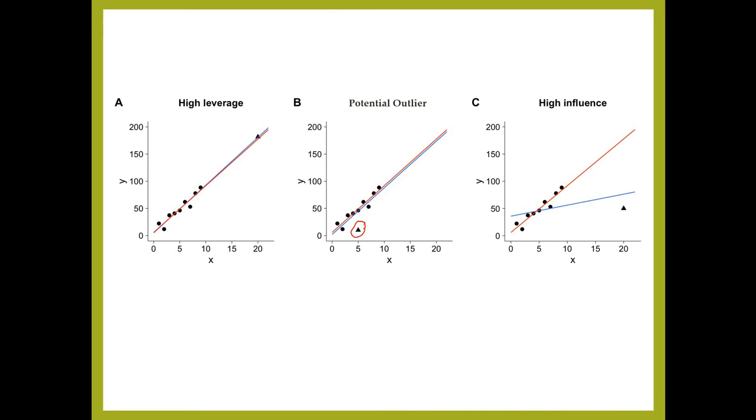Then in the last one, C, you have an influential point because it's extreme on both the X and the Y, and it's pulling the line down. So the blue line, the slope is greatly changed from the red line if that point wasn't there.